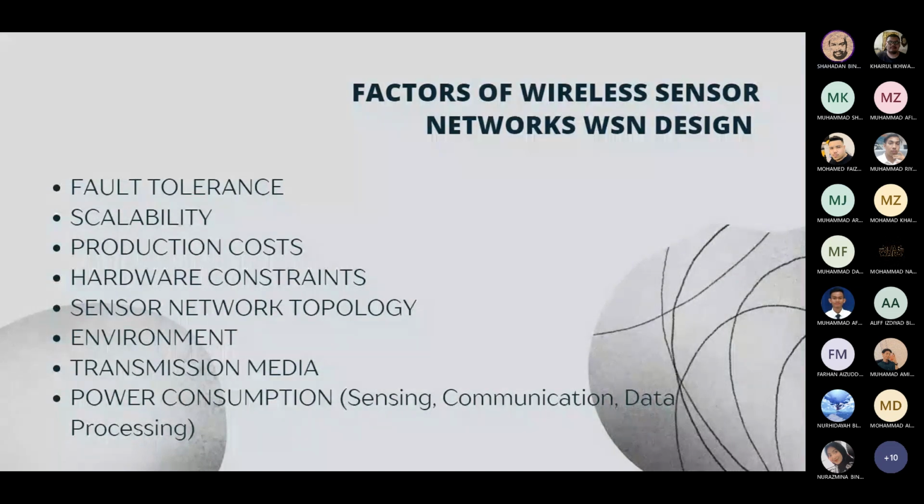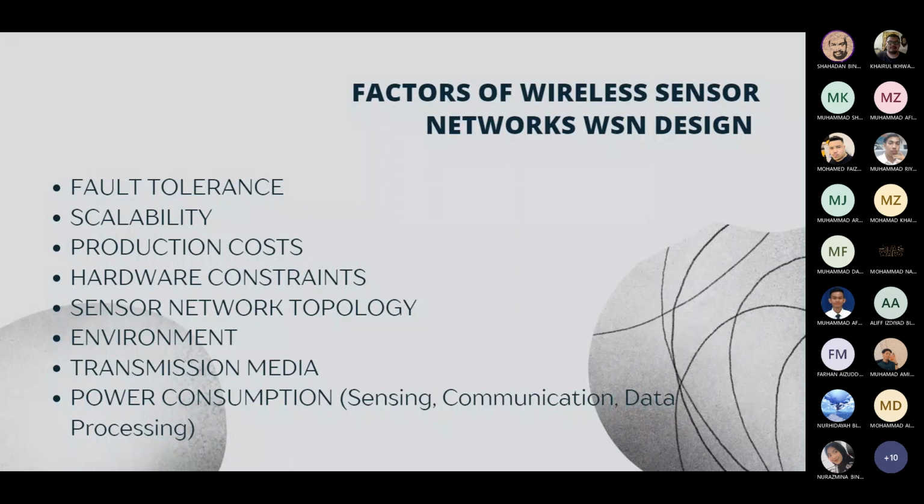Okay, now I will move on to the factors of wireless sensor networks. For the first one is fault tolerance. Fault tolerance means that a sensor or two may fail or be blocked because it has lack of power, physical damage, or environmental interference. A failure of some sensors should not affect the overall task of the sensor network.